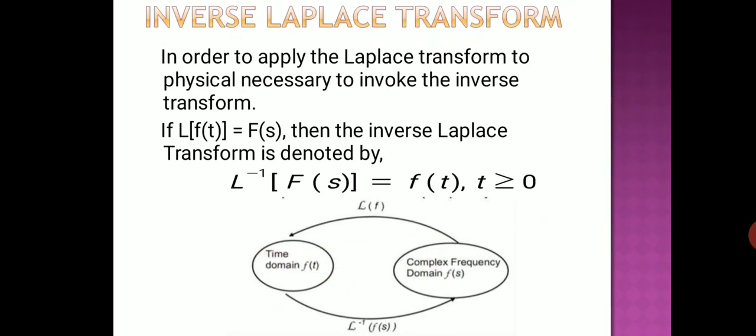In order to apply the Laplace transformation to physical problems, it is necessary to invoke the inverse Laplace transformation. If L of f of t is equal to F of s, which we already know is the Laplace transformation, then the inverse Laplace transformation is denoted by L inverse of F of s is equal to f of t. We just move L to the other side: L inverse of F of s is equal to f of t, t greater than 0.